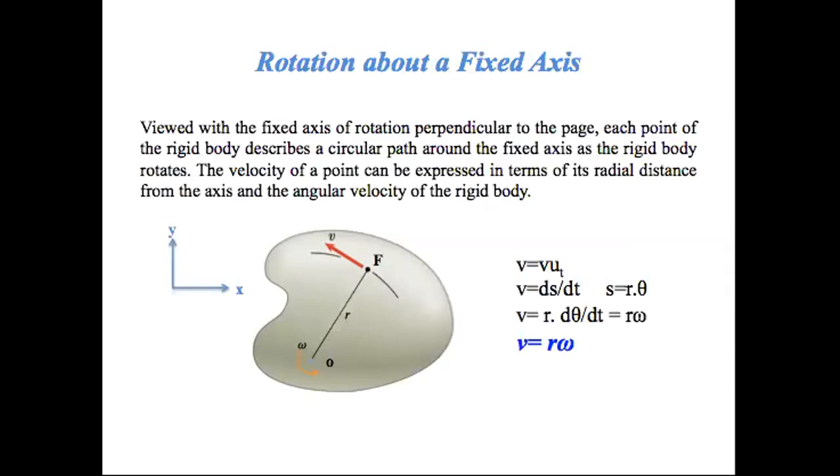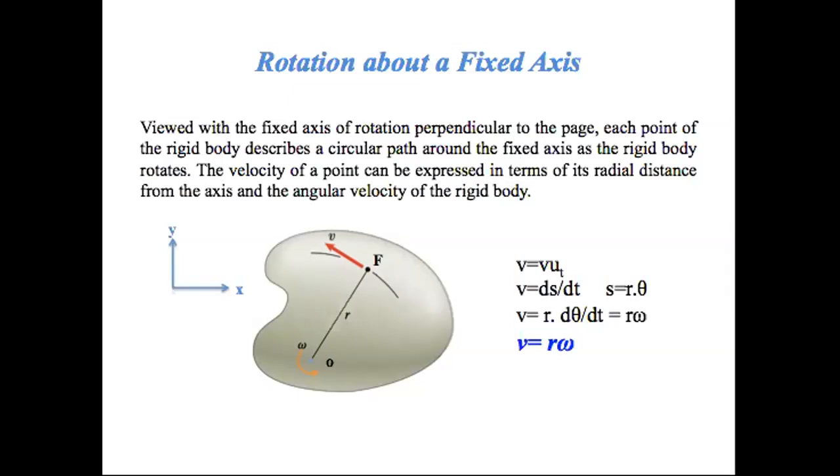Okay, how do we find the linear velocity of a point on the rigid body? Look at this figure. When the rigid body undergoes rotation about a fixed axis, an axis that passes through point O and is perpendicular to the xy plane, a point F on this rigid body undergoes curvilinear motion following a circular path. The position of point F measured from the fixed axis is position vector r, and we find its linear velocity as we learned before.